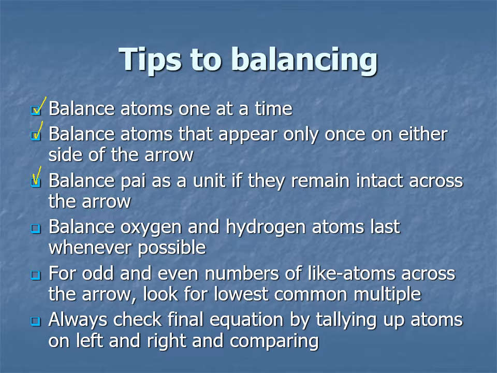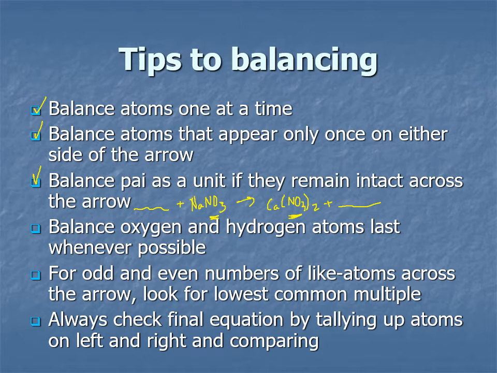We can sometimes balance a polyatomic ion, PAI, as a unit if it remains intact across the arrow. So let's say we have sodium nitrate on one side of the arrow, whatever we're adding it to, and then it reacts and creates maybe a calcium nitrate on the other side of the arrow plus something else. So something with calcium in it. Well, notice the nitrate is the same on both sides of the arrow.